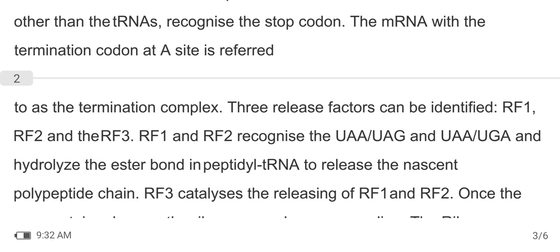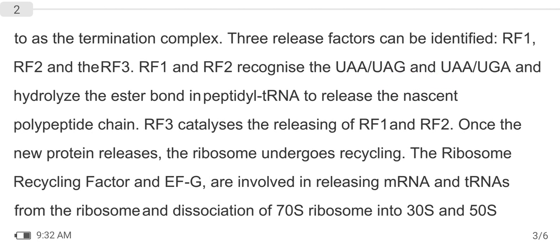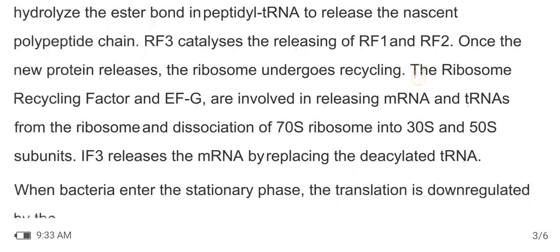Three release factors can be identified: RF1, RF2, and RF3. RF1 and RF2 recognize the stop codons and hydrolyze the ester bond in peptidyl tRNA to release the nascent polypeptide chain. RF3 catalyzes the release of RF1 and RF2. Once the new protein is released, the ribosome undergoes recycling. The ribosome recycling factor and EF-G are involved in releasing mRNA and tRNA from the ribosome and dissociation of the 70S ribosome into 30S and 50S subunits.